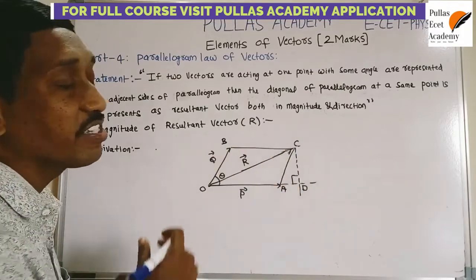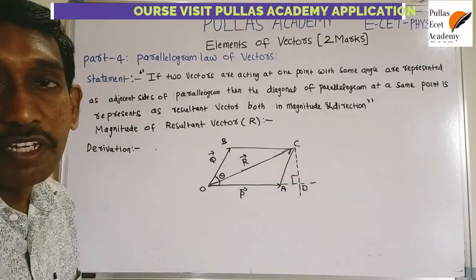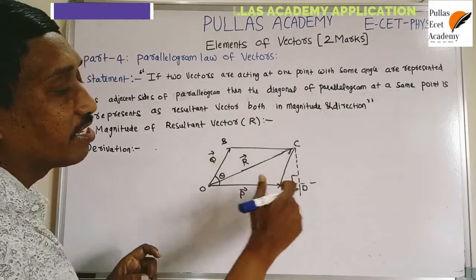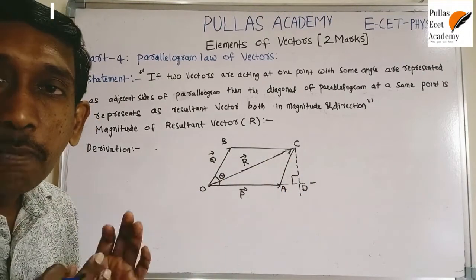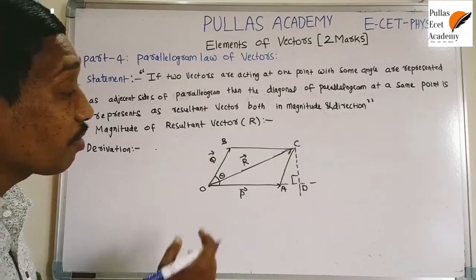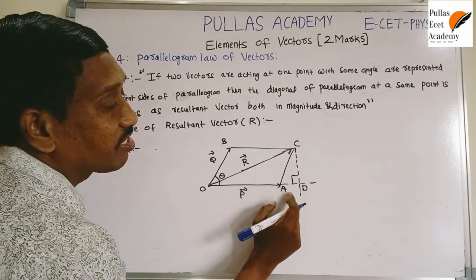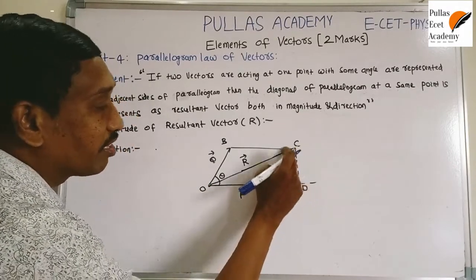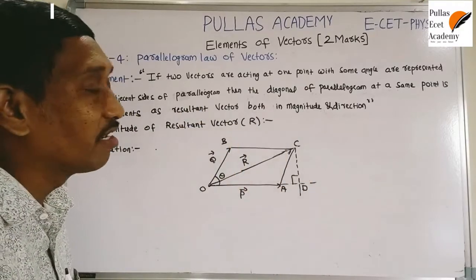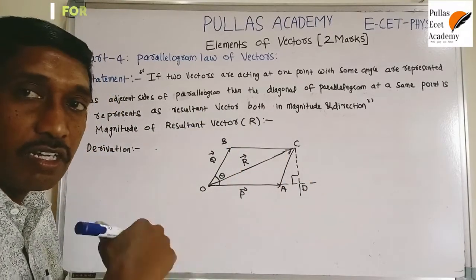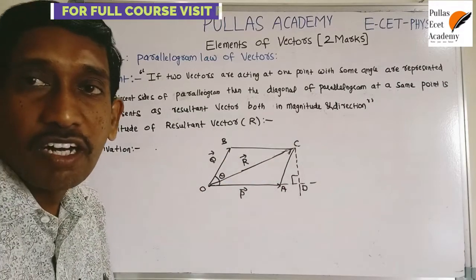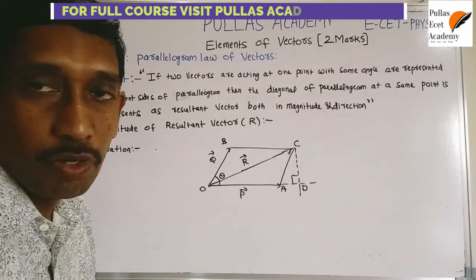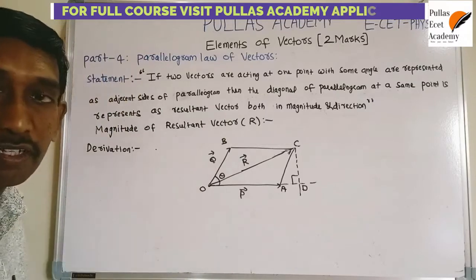This hypotenuse indicates the magnitude of the resultant vector. That's why, based on this triangle, if you apply the Pythagoras law, you get the expression for the magnitude of the resultant vector. That's why I want to extend this OA side and draw the normal line. Then you get a right angle triangle. In this right angle triangle, we have to derive the expression for the magnitude of the resultant vector. That is the procedure.